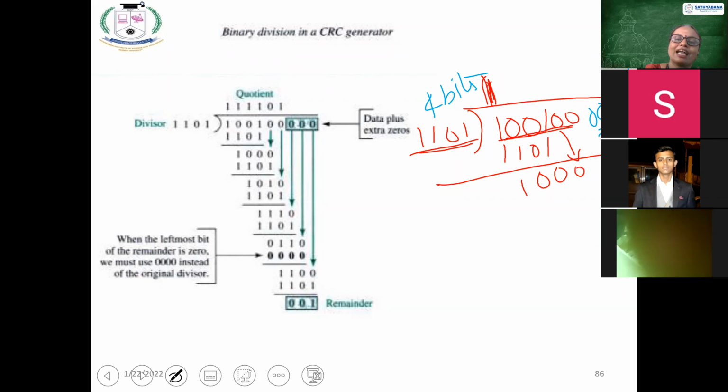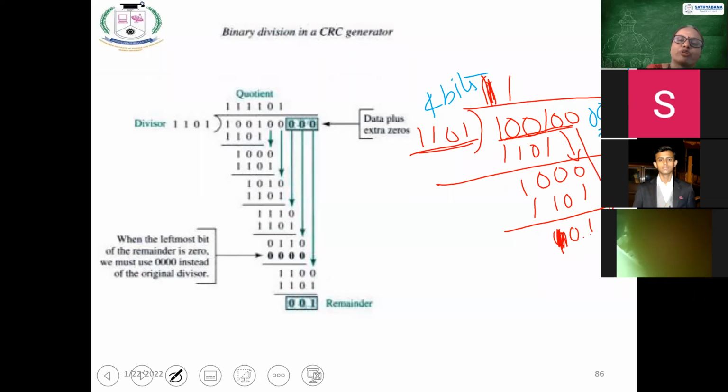Again I have to take 1. What is the value? 1, 1, 0, 1. Now perform the XOR again: 0, 1, then 1, 0, 0, 0, 0, 1, 0. Again 1 minus 1 is 0, so leave it. Sorry, here it becomes 1 now: 0, 1, 1, 0, 0, 0, 0, 1. Again 1, 1. Now I have to bring down one more 0.